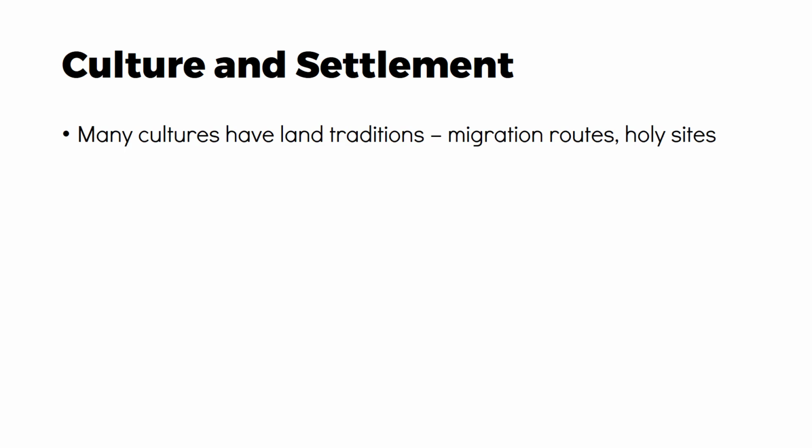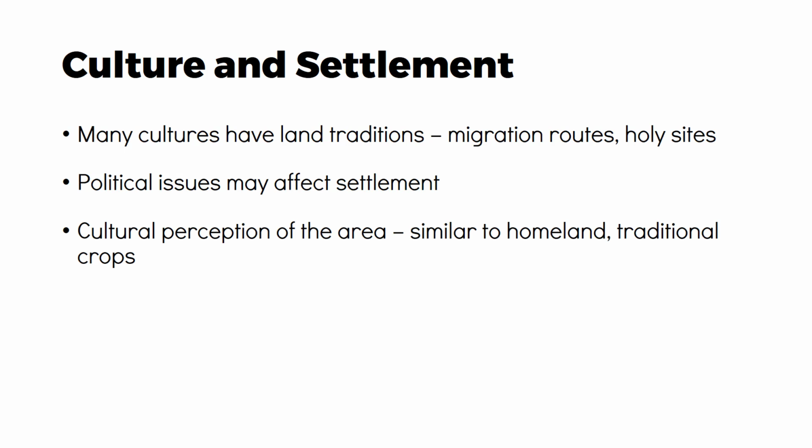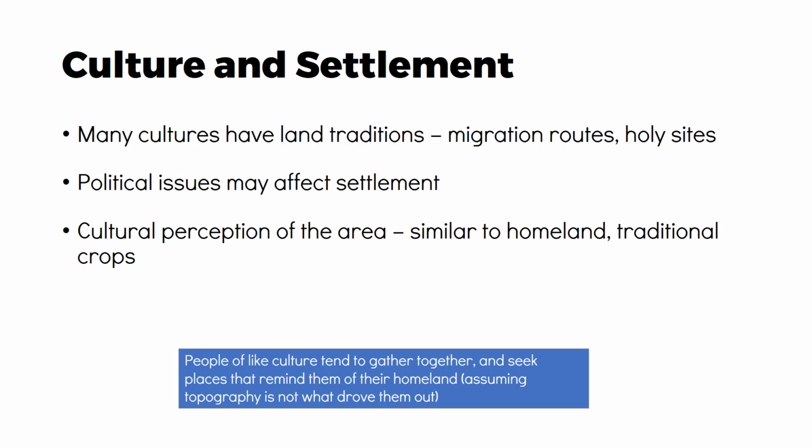Settlement also occurs according to cultural elements. Cultures which have land traditions, such as holy sites and migration routes, will develop settlement patterns that correspond with those places. They may seek out areas with similar political systems or similar language. Or they might seek terrain that reminds them of home, either in terms of the actual landscape or in the crops that they can grow. We'll look at some maps of major cultural components in the next unit.